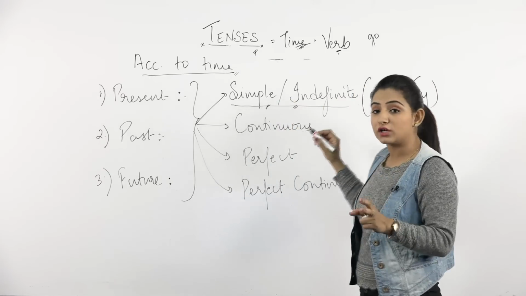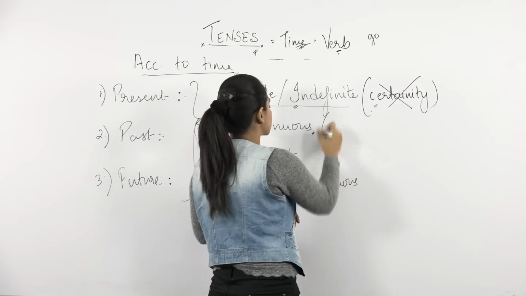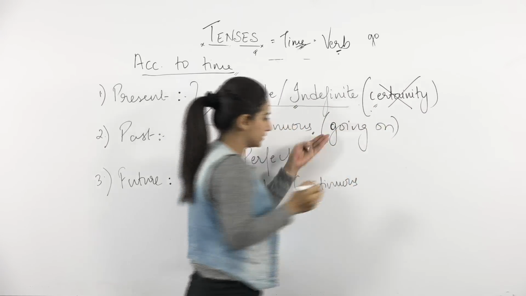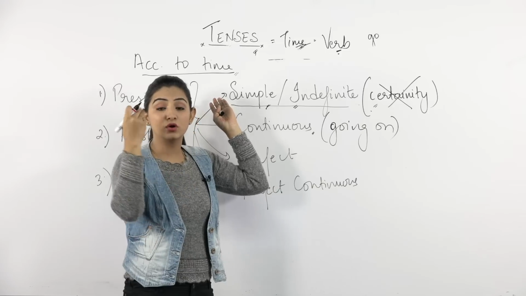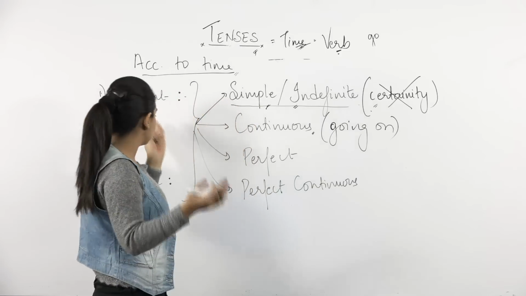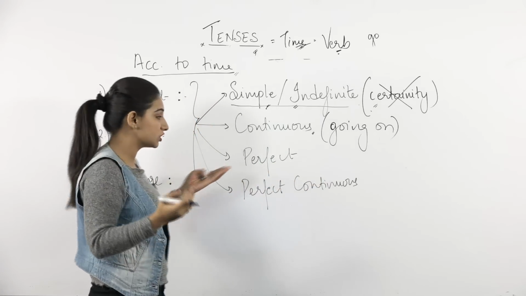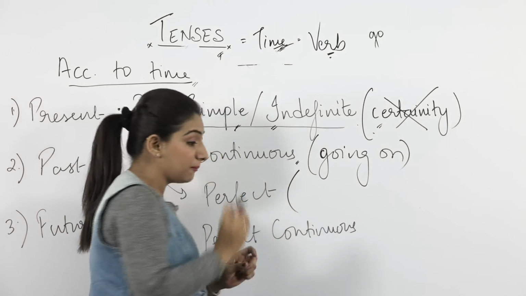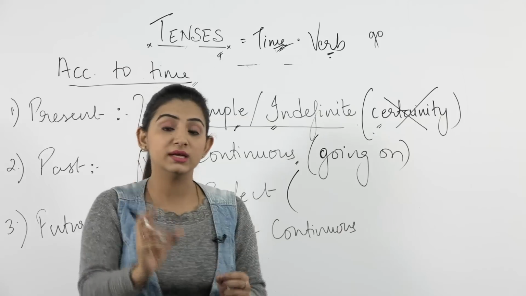When is continuous tense used? Continuous tense is always used when something is going on. If it is related to present, it is done in the present. It's going on in the present. If something is done in past, it was going on, and if something is there in future, it will be going on. Fine. If we talk about perfect, something has just completed or completed within a given time.